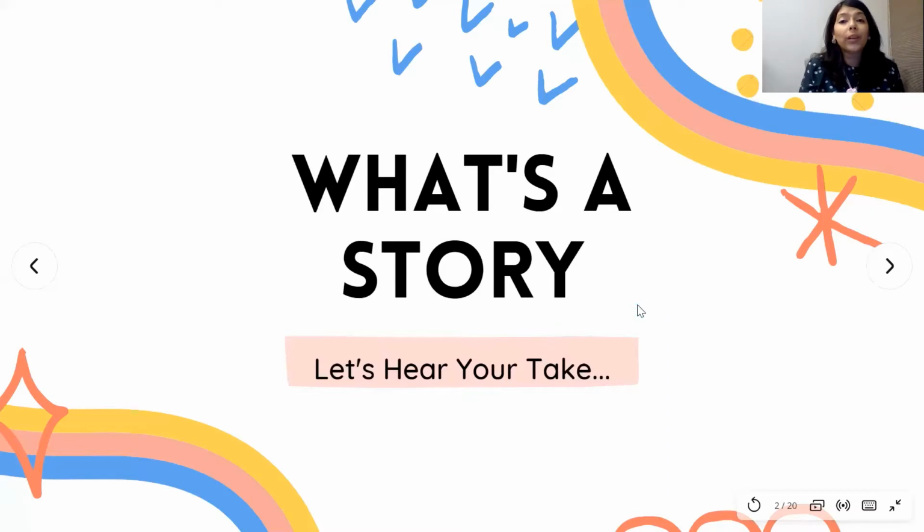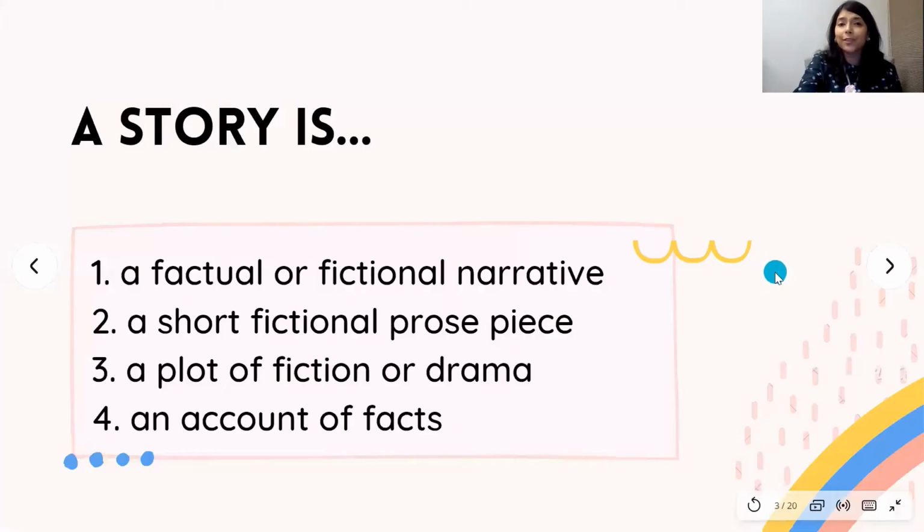Let's start with defining what's a story. Let's hear your take. Yes, a story is a depiction of a journey. It is the sequence of events. Absolutely. So there are many dictionary meanings of a story. A story is a factual or a fictional narrative, a short fictional prose piece, a plot of fiction or drama, an account of facts.